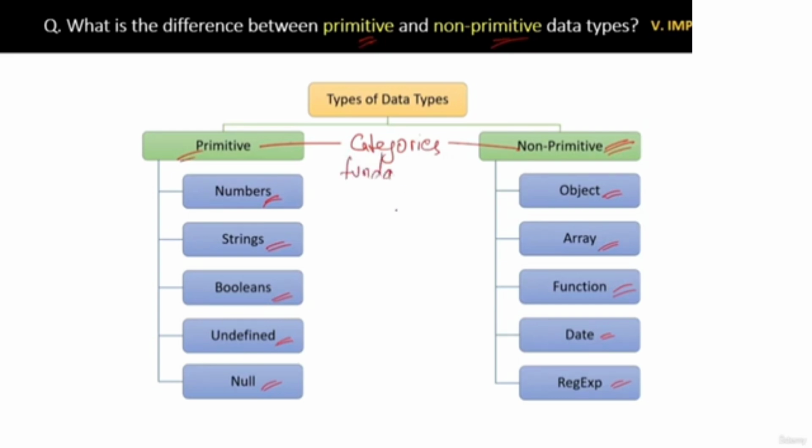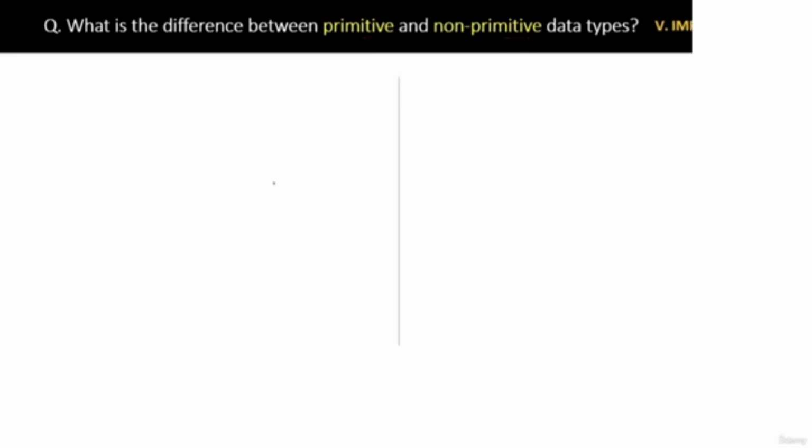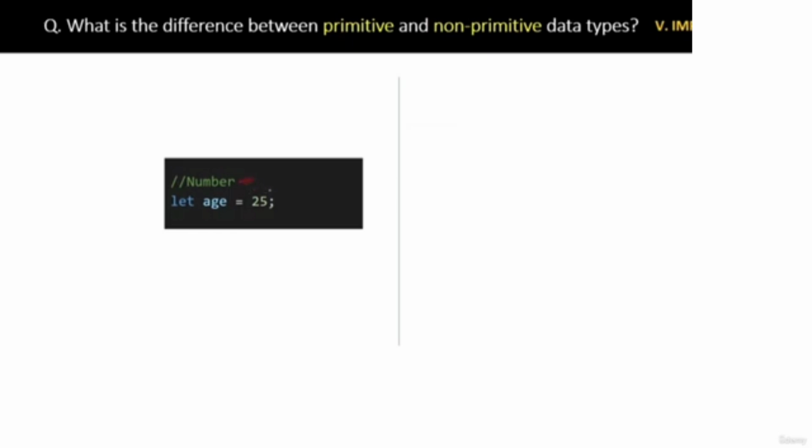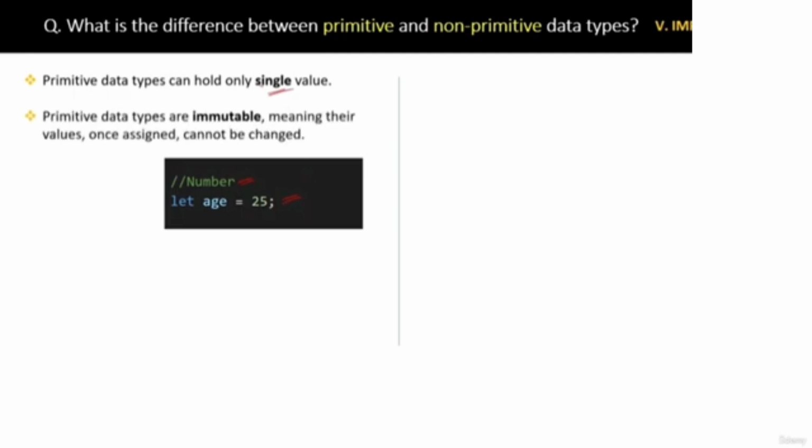Let's talk about primitive data types first. And here is one primitive data type, number. The first point about primitive data types is they can hold only a single value, which is why we also call them simple data types. The second point about them is primitive data types are immutable, meaning their values once assigned cannot be changed.